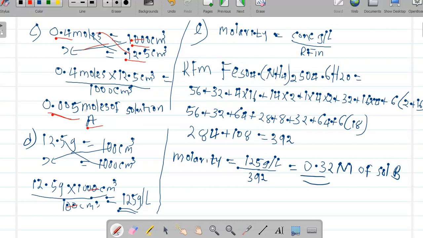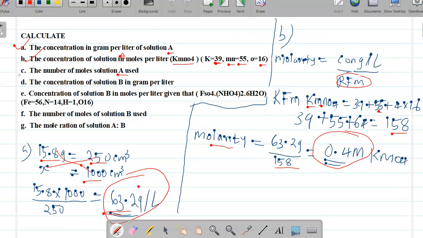This is the number of moles of solution A used. That's how you do part C. I think you have understood it, because we have the molarity and we have the volume used, which is the average volume. Molarity is equal to 1000, the average volume is equal to X, which is 12.5. Then that's how you get part C.